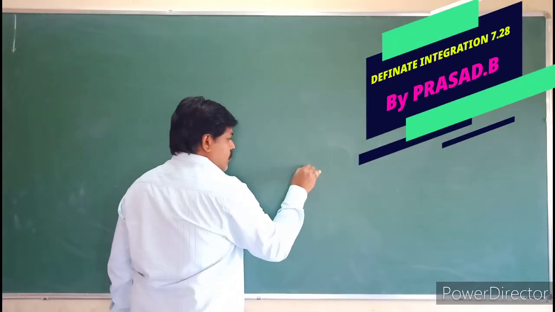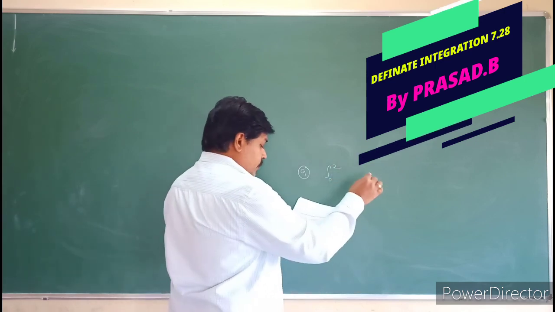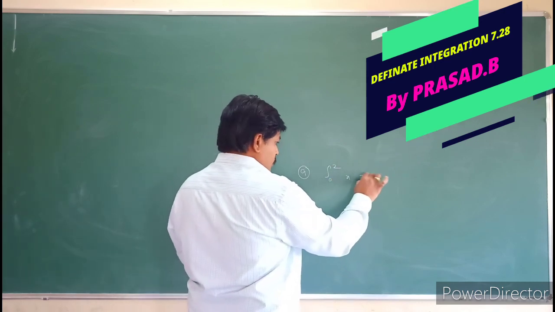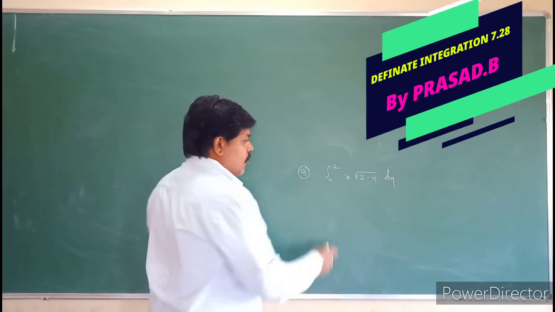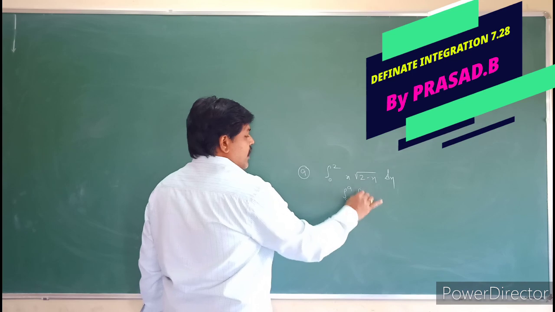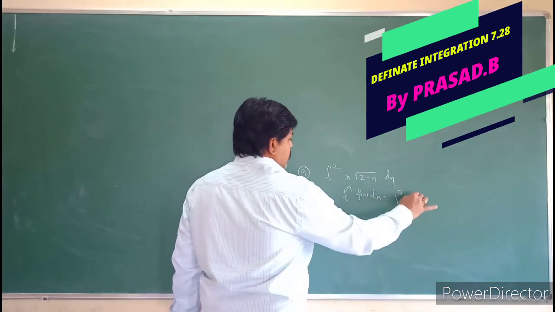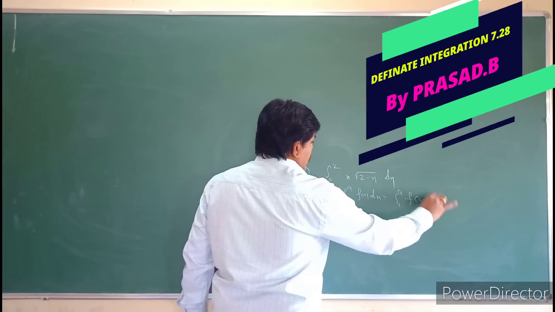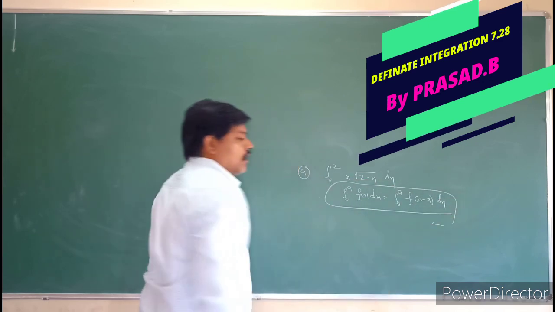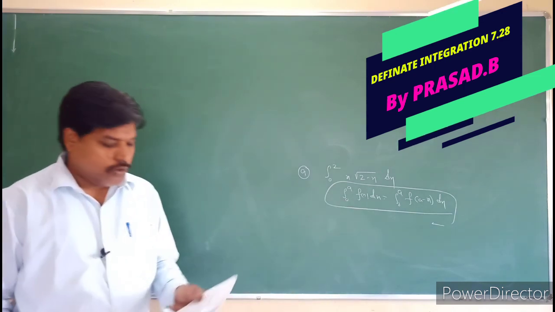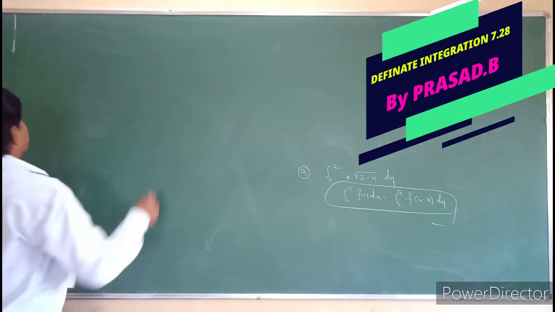So try the question number 9. Integral 0 to 2 of x into 2 minus x into dx. Same formula, students, apply that. Integral 0 to a of f of x dx is equal to integral 0 to a of f of a minus x dx. Use this formula, you will get the answer. So try that question number 9.